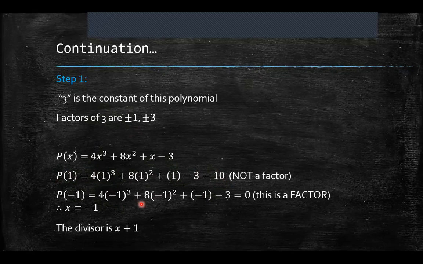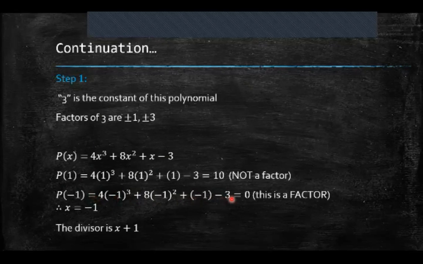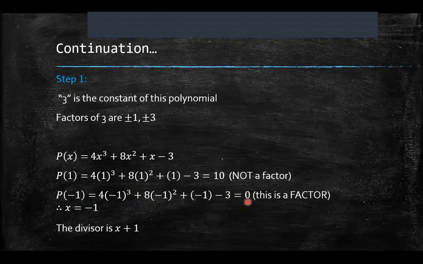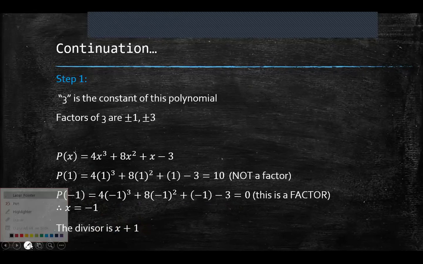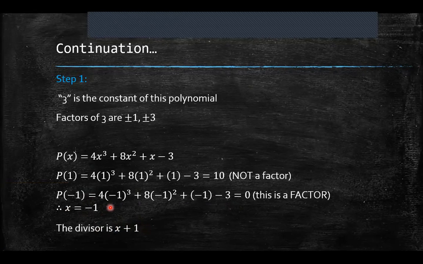So then I move on to minus 1. If I substitute minus 1 into this, I do get 0. What does that mean? This is a factor. So if x is equal to minus 1, then my divisor is x plus 1. Everybody understands that? Okay. So then using this one factor, I can now find the other factors.